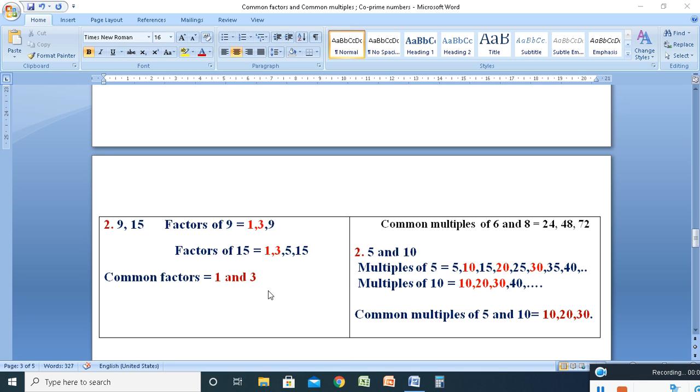Here I will give one more example, 9 and 15. For this you have to find the common factors. What is the first step? You have to mention the factors of the numbers. What are the complete divisors for 9? 1, 3, and 9. And the factors of 15 are 1, 3, 5, and 15. What is the next step? After mentioning the factors, the next step is to find the common factors. Pick up the common numbers from these. Just look at this group and this one. So 1 and 3 are common. So 1 and 3 are the common factors of 9 and 15.